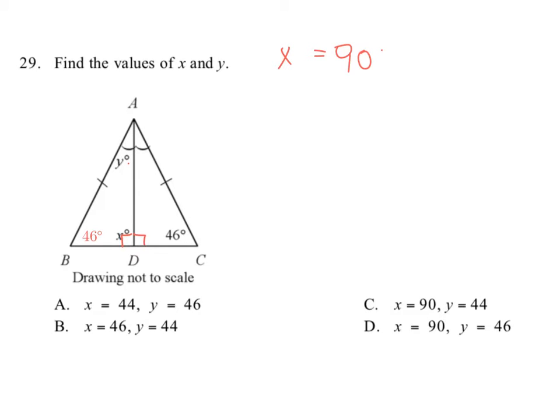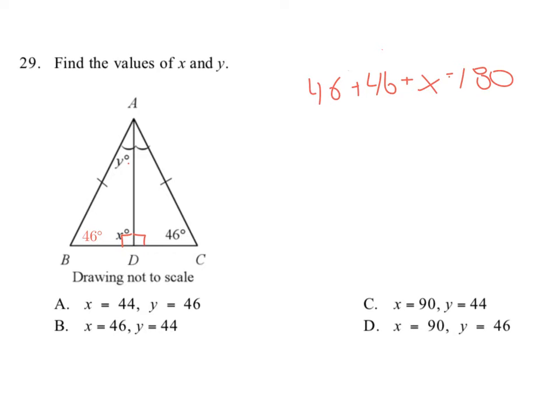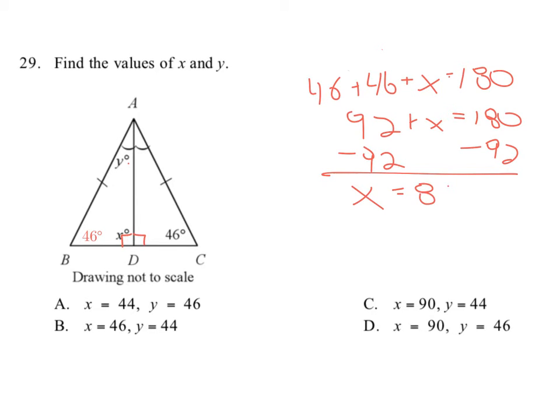So, what do we know? Well, we know that of this larger triangle, we've got 46 and 46, and this larger triangle has to sum to 180. So we could say 46 plus 46 plus x equals 180, or 92 plus x equals 180, minus 92 from both sides, and we get x equals 88 degrees. Sorry, y equals 88 degrees.